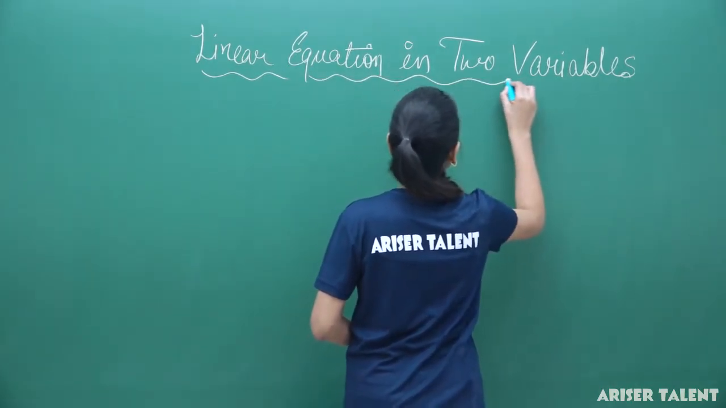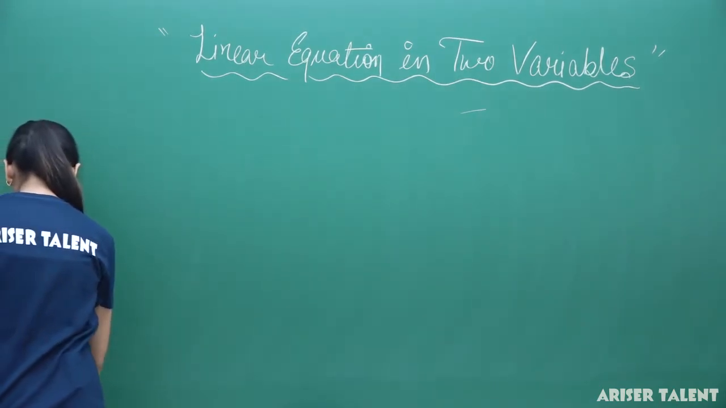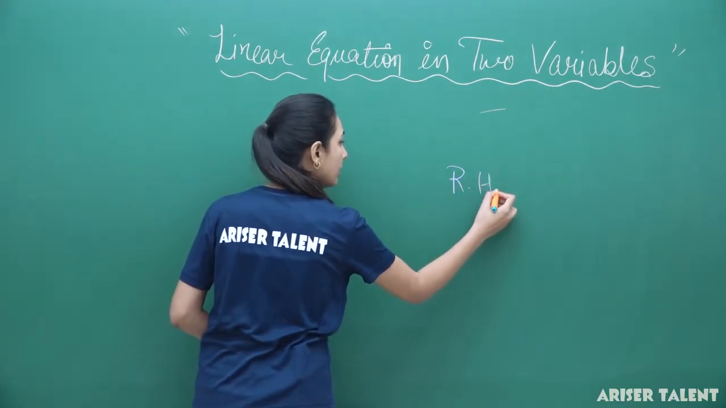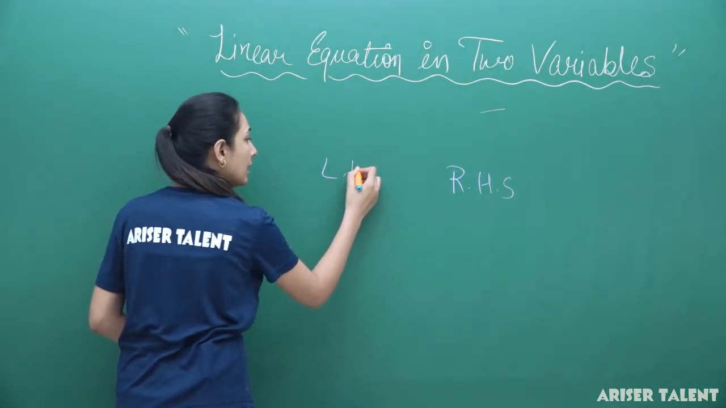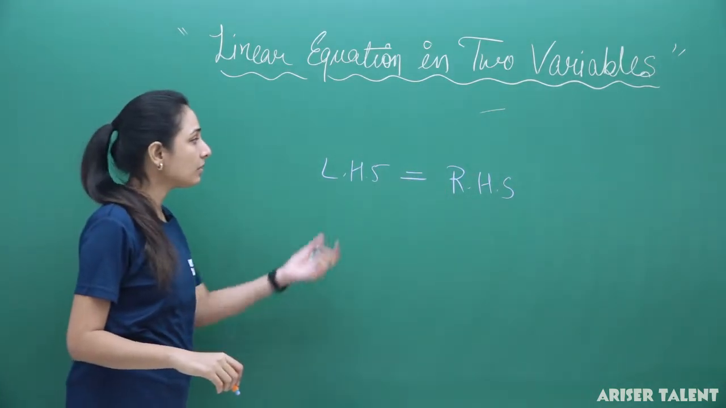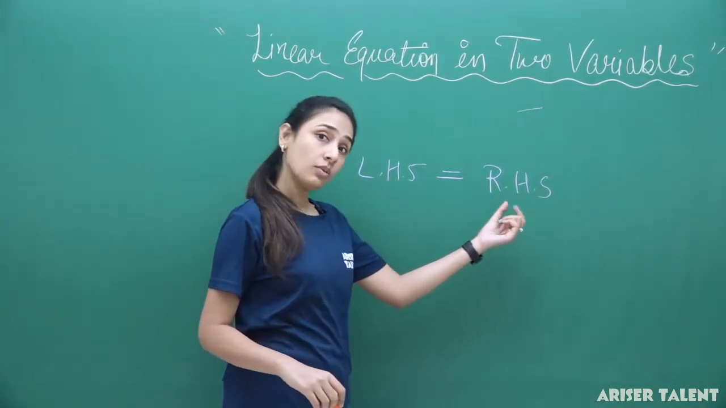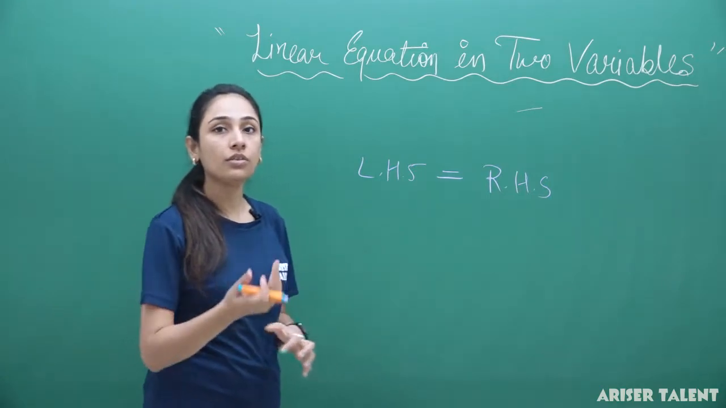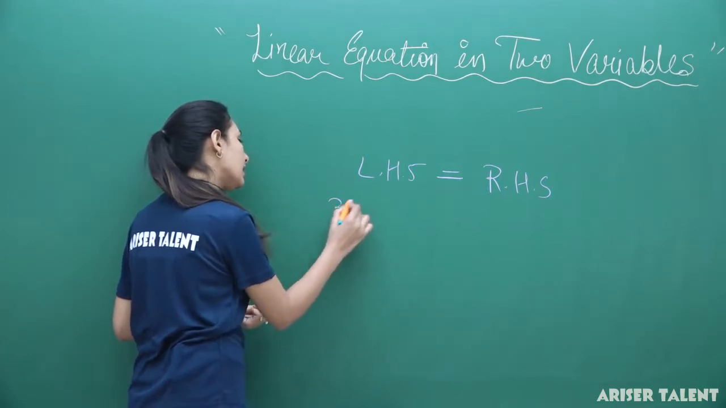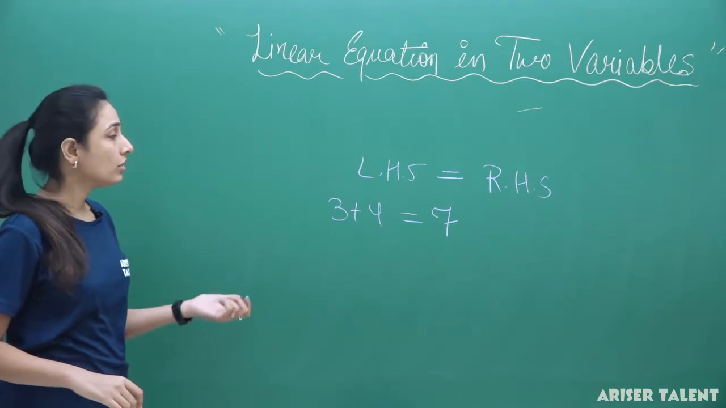Now students, first we talked about what an equation is. In mathematics, when you have something on your right-hand side and something on your left-hand side, and you put an equals to sign there, that means whatever is at your LHS is equal to the RHS, then that is an equation. Likewise, 3 plus 4 equals 7. So this is an equation.